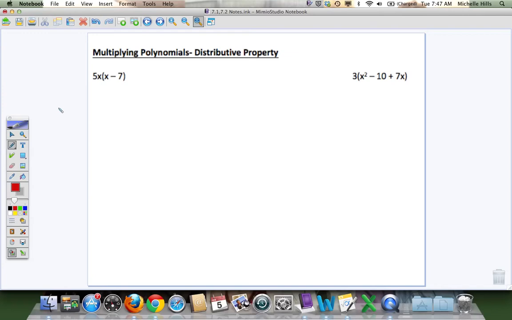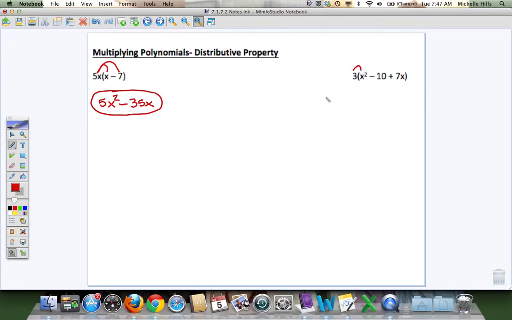Distributing. Well, this is a monomial because it has a single term, mono, single. 5x times x is 5x squared. 5x times a negative 7 is a negative, or minus, 35x. I can't combine these because they're not like terms. They're written in the correct order, so I'm done.